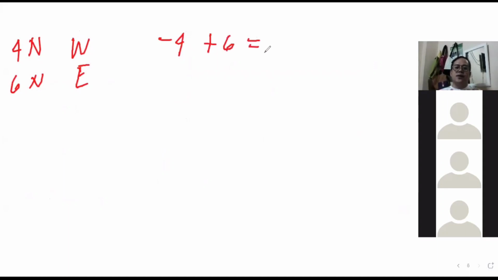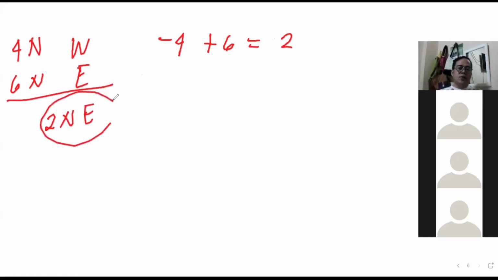So what is your answer? Our answer is 2 because 6 minus 4 is 2. And follow the sign of the bigger absolute number, and 6 is the bigger number. So the sign of 6 is positive, so therefore this is positive. So therefore the answer here is 2 Newton east. That will be your answer. So if you add the two vectors, the answer will be 2 Newton east.